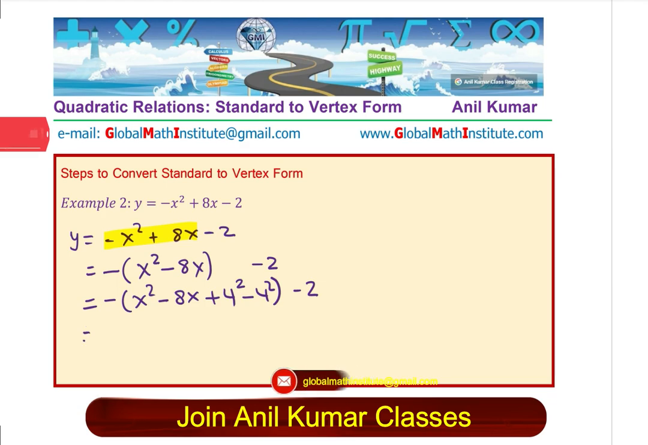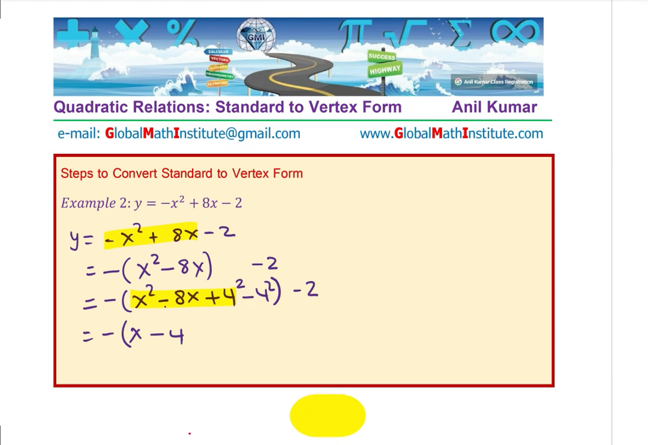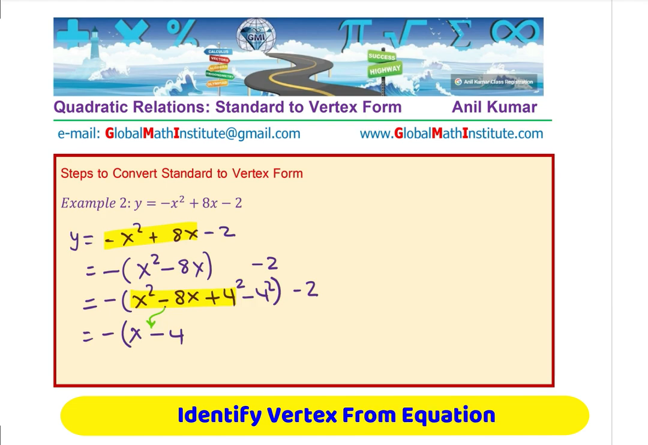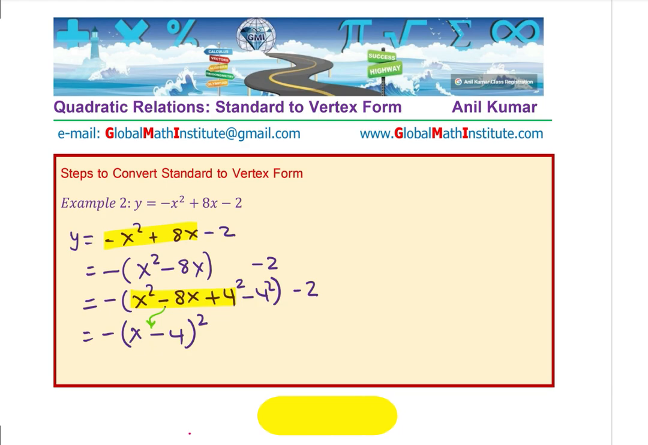Minus 2. So that gives us, as we discussed earlier, these 3 terms give us a perfect square. But this time it is a perfect square of x minus 4. The idea is that this negative comes here, right? So this negative, a minus b whole square, right? And now this minus should also be multiplied by minus 4 square. You get the idea.